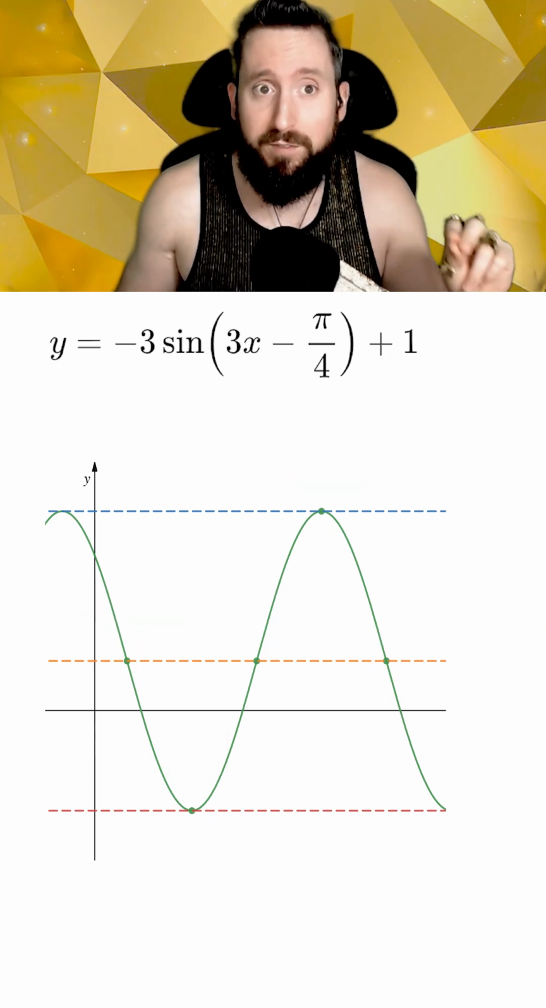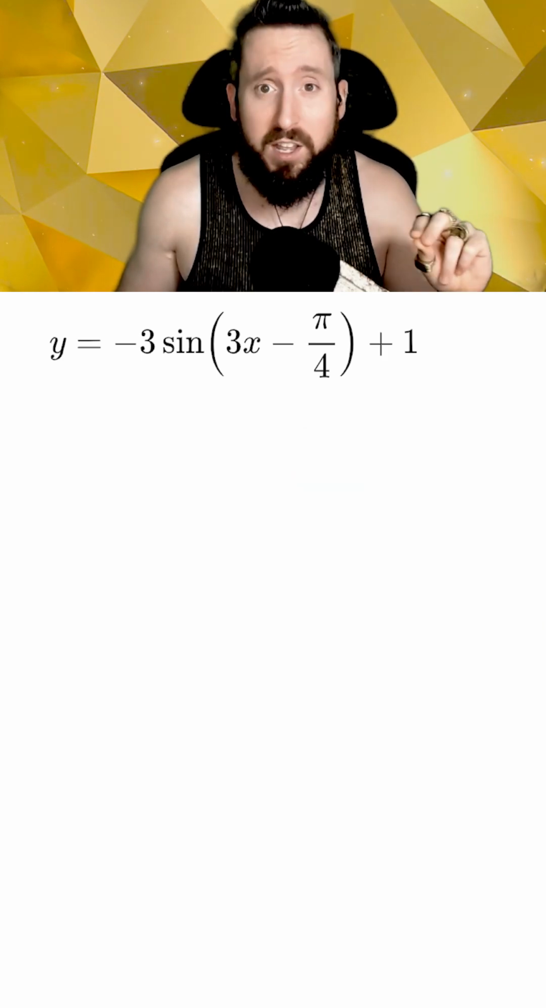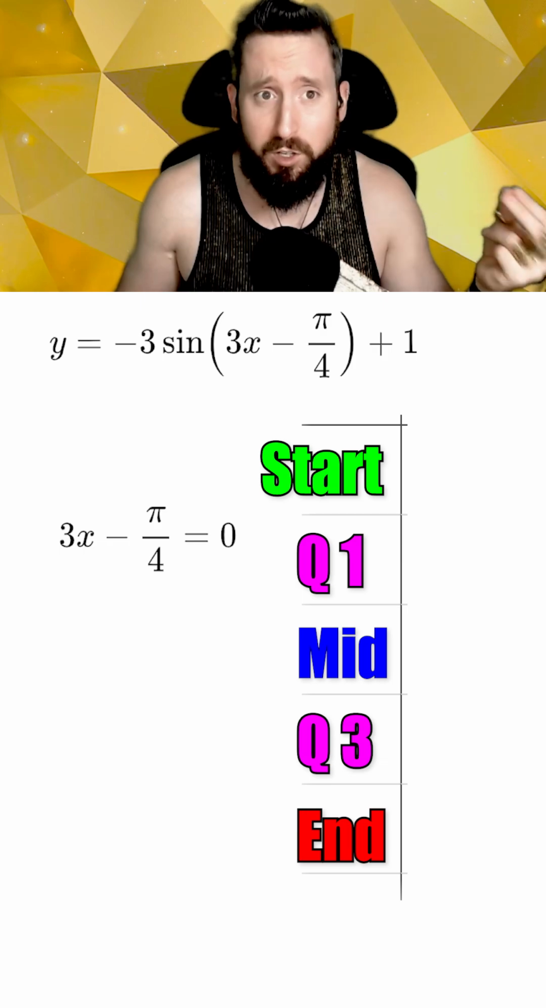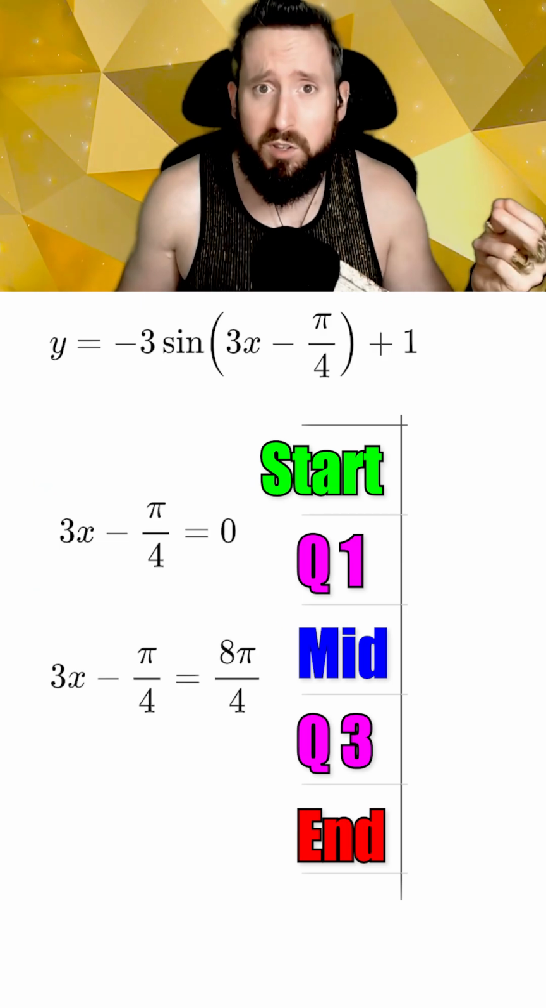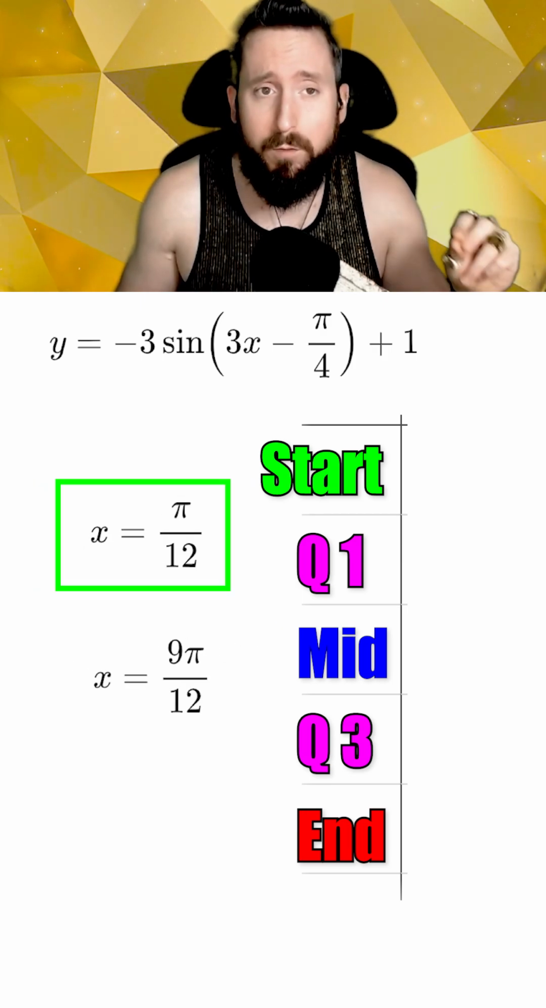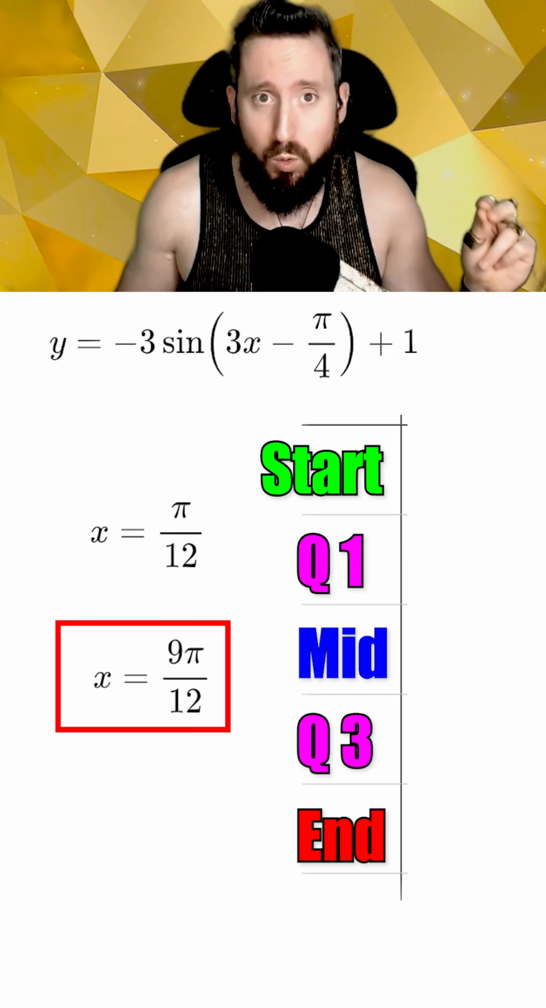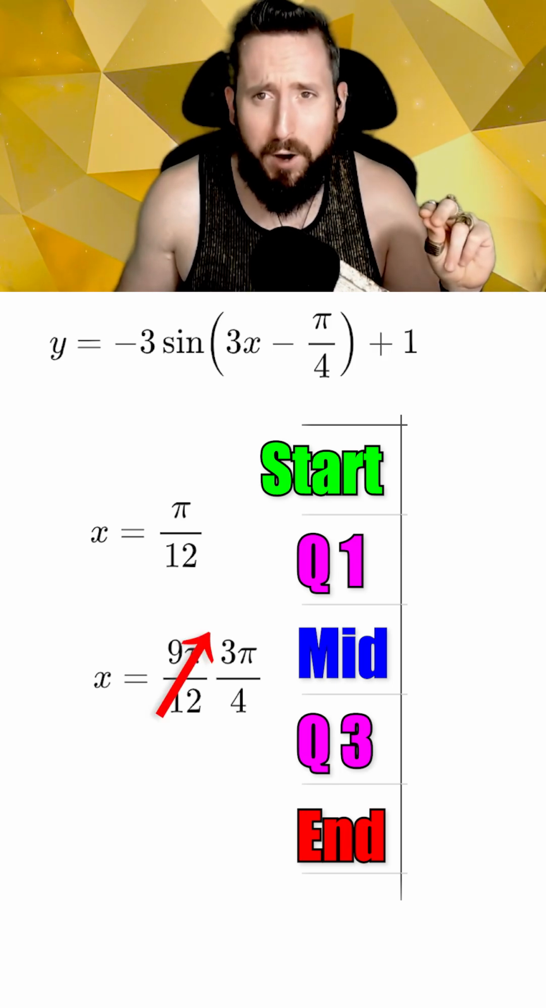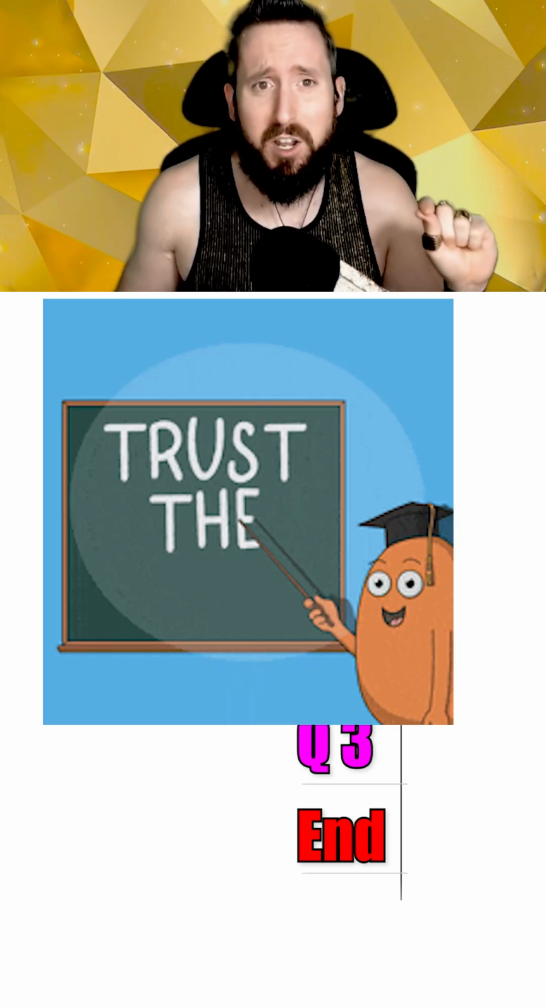Here our first step is to find our starting and ending points by setting whatever is inside the parentheses equal to 0, and then setting it equal to 2 pi. Doing some algebra, this gets us pi over 12 for our first starting point and 9 pi over 12 for the ending point. Don't worry about reducing fractions just yet. Trust, it's going to make things a lot easier.